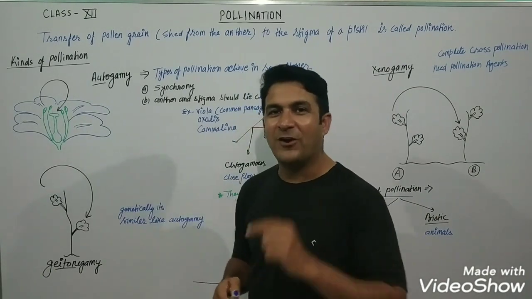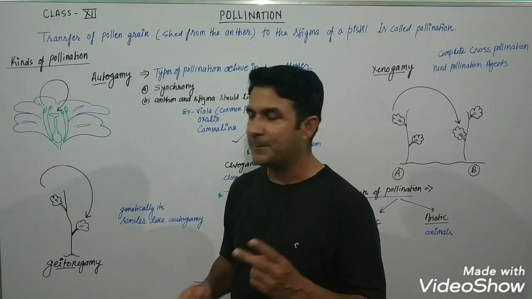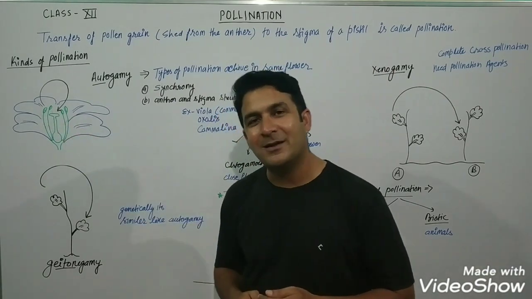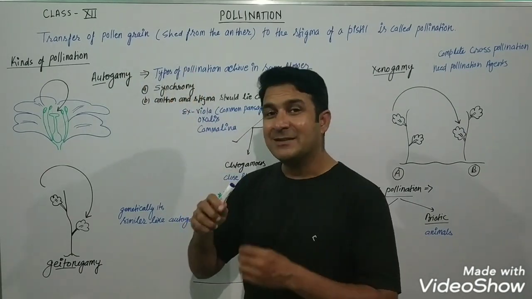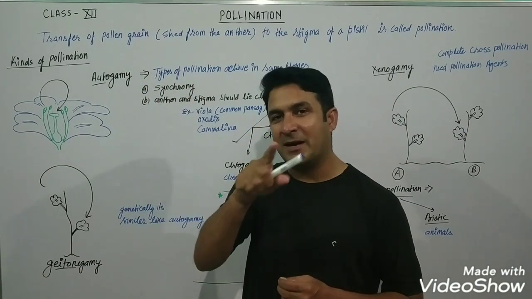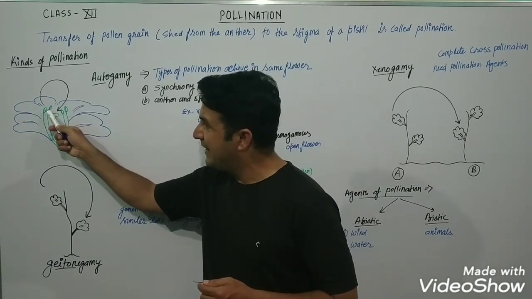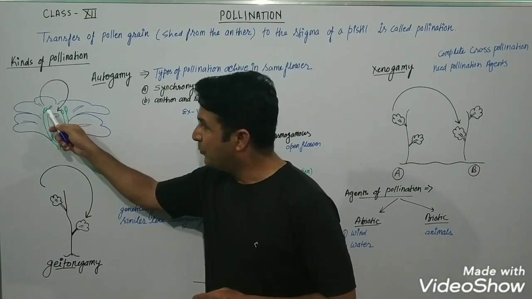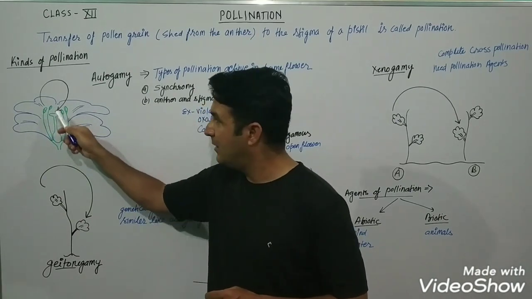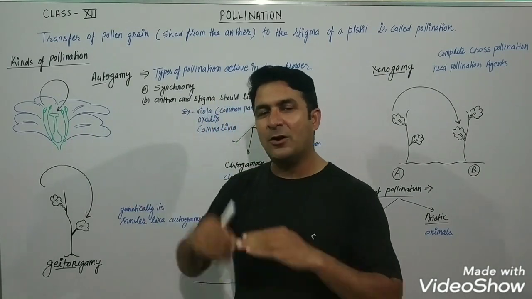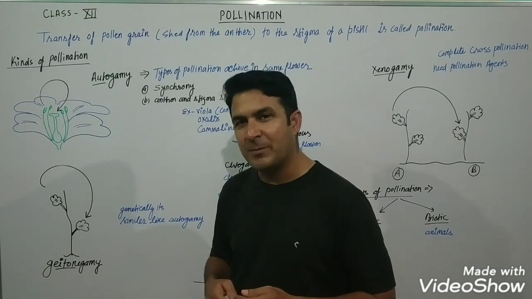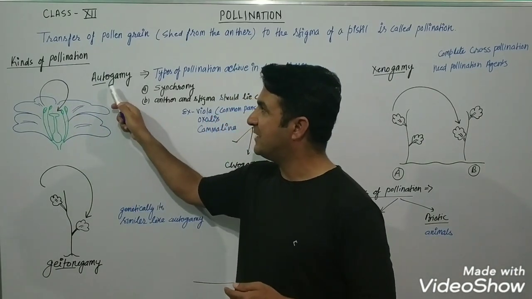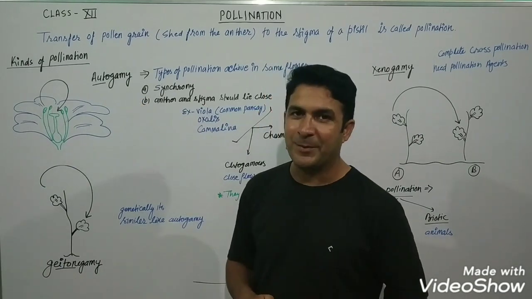Here you can see in the diagram, there is one flower. It is a bisexual flower, meaning both the sexes are present there. The male part is the anther and the female part is the pistil, whose top portion is called the stigma. By the definition, the transfer of pollen from anther to stigma is called pollination. So here, the transfer of pollen will take place from the anther, the male part of this flower, to the stigma of the same flower, which is the platform for the landing of pollen. It is part of the female part of the flower. So this is called self-pollination, and in this term it is known as autogamy, right?